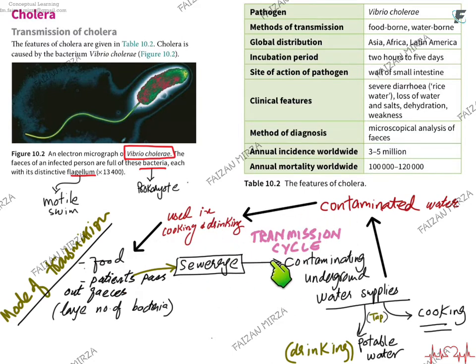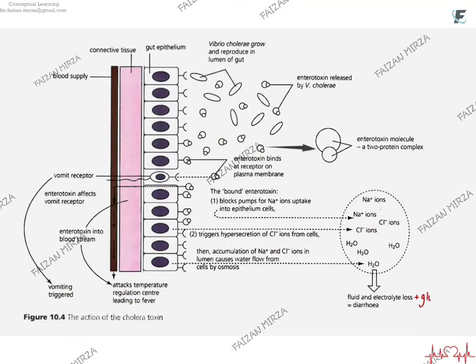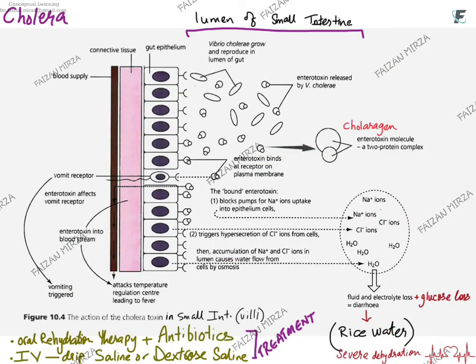What do you need to do? You need to break the transmission cycle by making sure that the sewerage and the water supply do not contaminate each other, and by using water for drinking and cooking which is properly clean and not contaminated in any way. That's the way it can be taken care of.